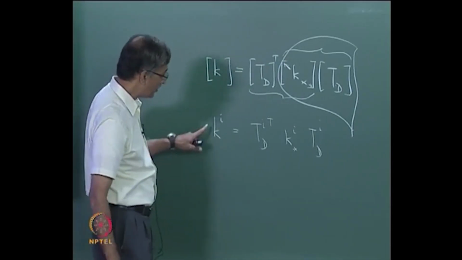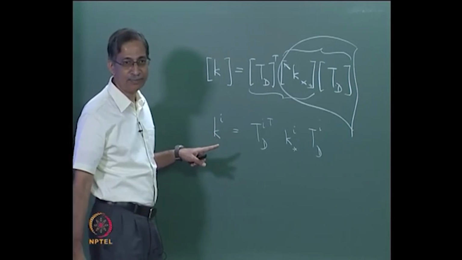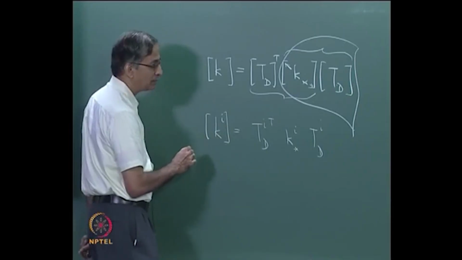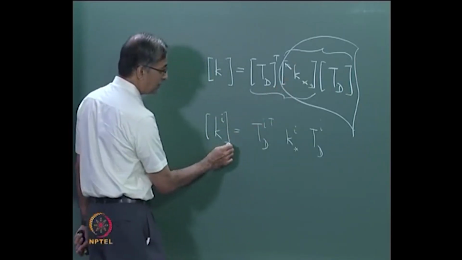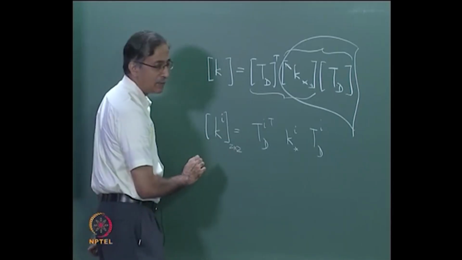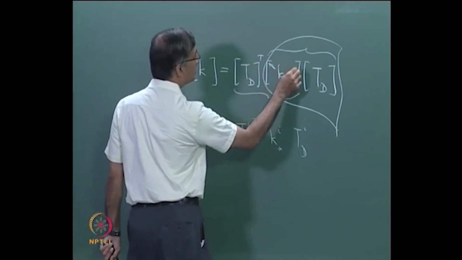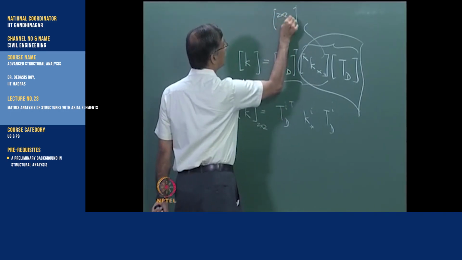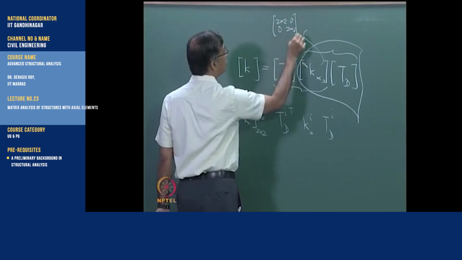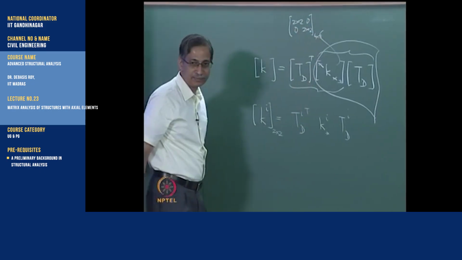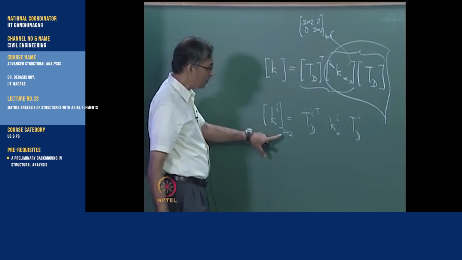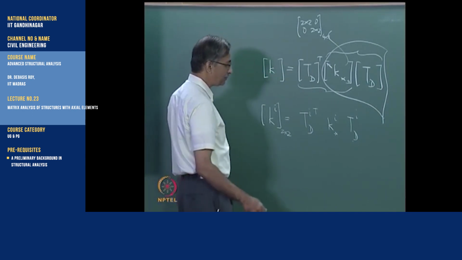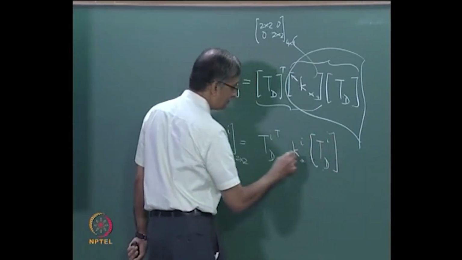So you got K1, K2 in this particular problem. And what will be the size of this matrix for this particular problem? It's 2 by 2. What's the size of this matrix? Well, it will look like this. You got a 2 by 2 there, you got a 2 by 2 here, and so you got 4 by 4, right? What's the size of TD? 4 by 2.